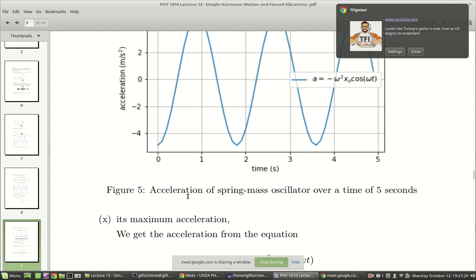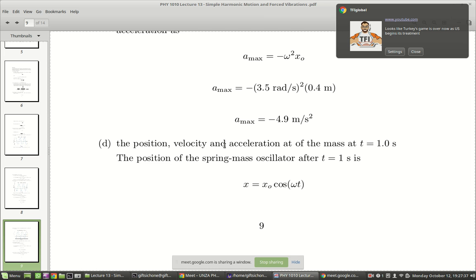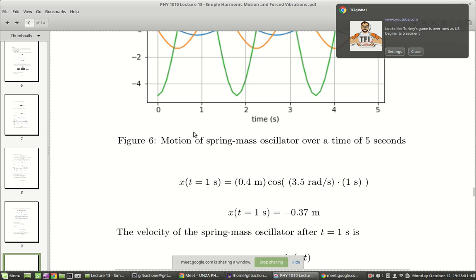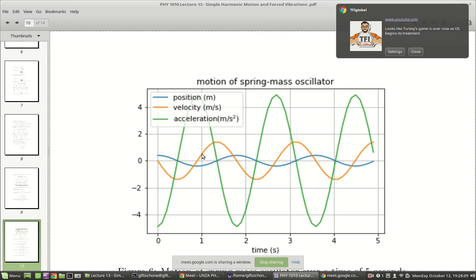So basically, here we have these graphs. All three graphs, the one for displacement, the one for velocity, the one for acceleration, we have put together in one plot, and you can see what's happening. The blue one is for displacement. That's how the displacement is changing. The orange one is for velocity. That's how the velocity is changing. The green one is for acceleration.